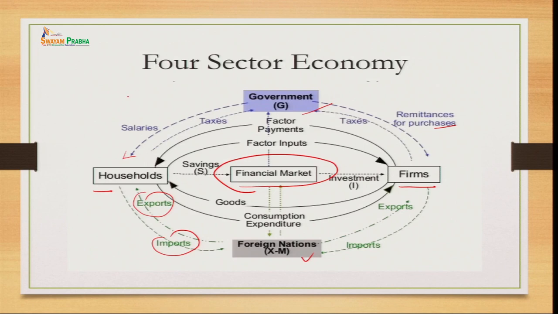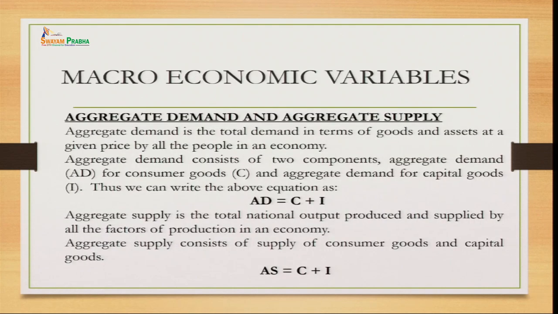So this is the four sector economy model, which gives you a complete picture of how this circular flow of economic activities takes place and what kind of interaction takes place between these sectors, right? So, the role of the financial market, I believe, is clear to every one of you. Let us proceed further, where we are going to talk about macroeconomic variables now, right?